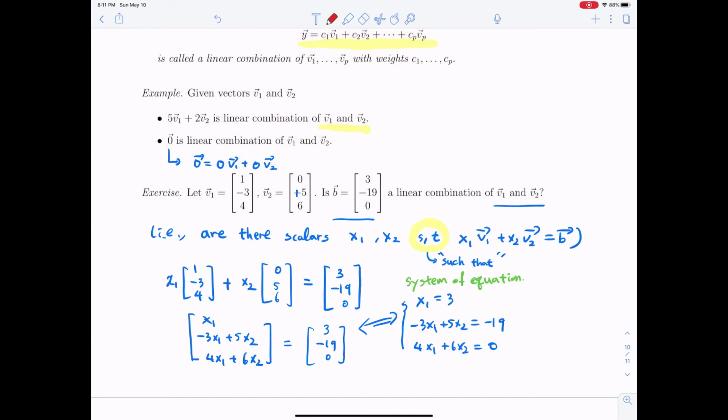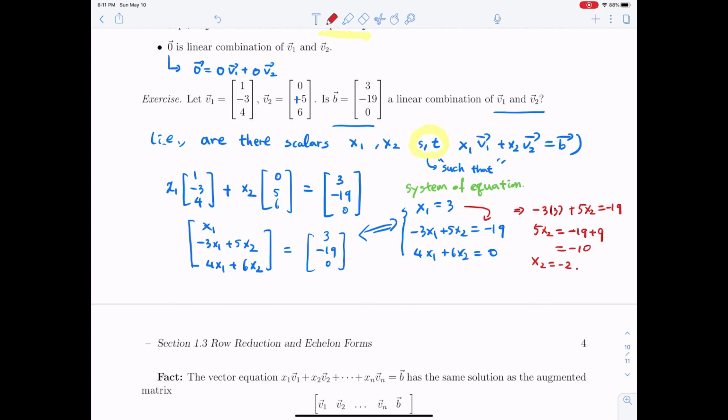So if you plug the first one into the second one, this gives you -3 times 3 plus 5x2 equals -19, or 5x2 equals -19 plus 9, that gives you -10, so we get x2 equals -2. So we have to plug the solutions into the third equation to check whether the system indeed has a solution. So 4 times 3 plus 6 times -2 is actually 0, so there's no problem.